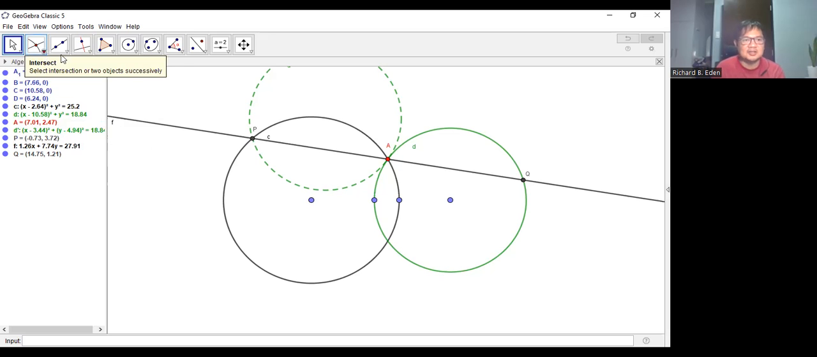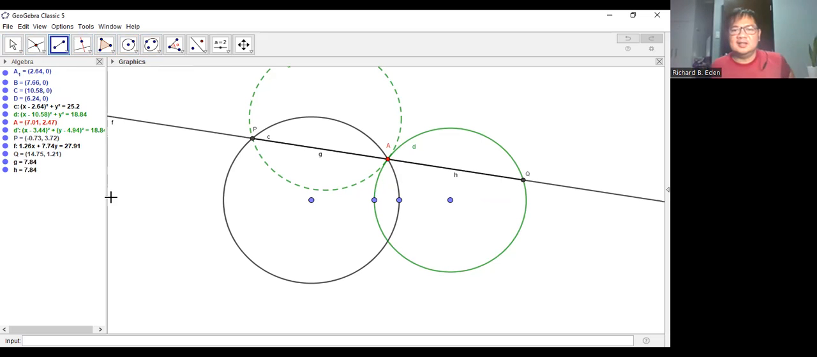Let's check the lengths of the segments. Here is PA: segment G has length 7.84. Next, let's connect A and Q. On the left panel, segment H has a length that is also 7.84. So what we employed here is a half turn.